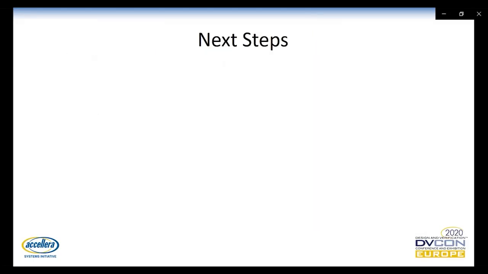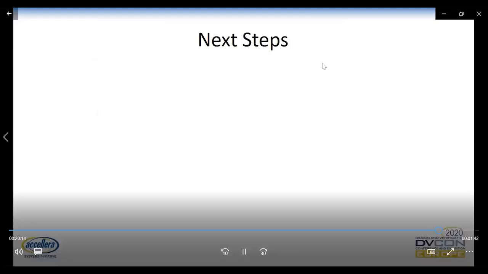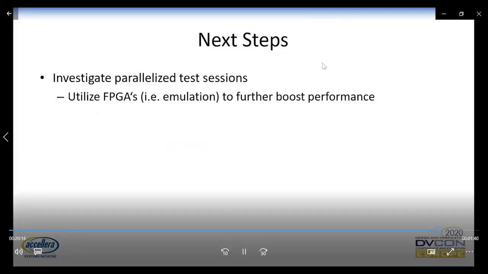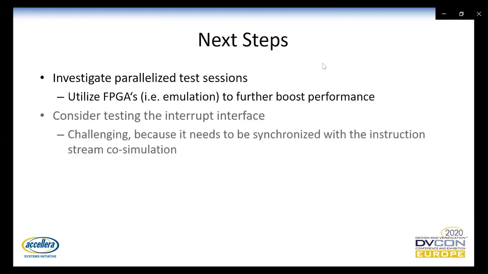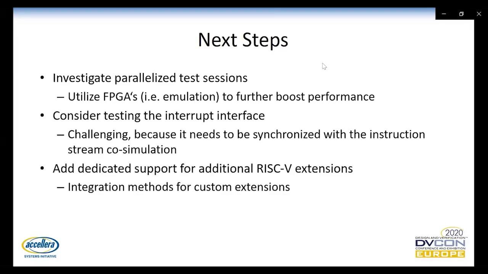So now I would like to discuss briefly a few directions for future work to further improve our approach. One direction would be to investigate parallelized test sessions using different random seeds and utilizing FPGAs to further boost the testing process. Another direction is to consider testing the interrupt interface of the RTL core, which is quite challenging as it needs to be synchronized with the instruction stream co-simulation to avoid spurious mismatches between ISS and RTL core.